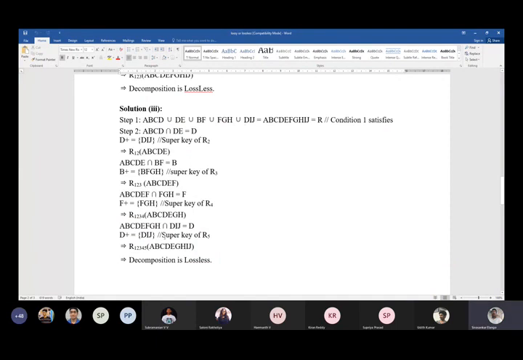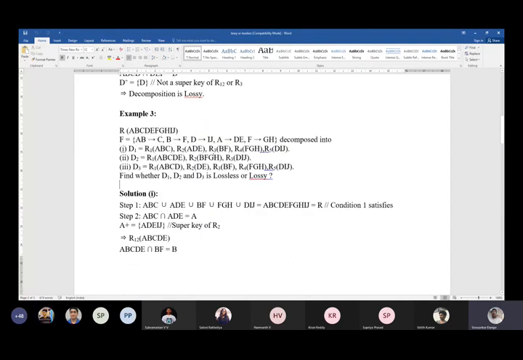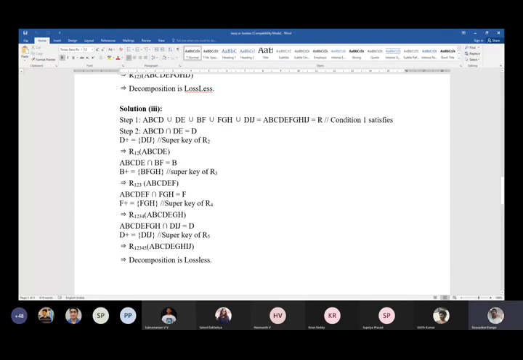R14 is going to be A, B, C, D, E, F, GH, intersection Dij. R14 intersection R5 is going to be D. D closure is going to be D, and D determines Ij. So it determines the relation R5. So we say that the decomposition is a lossless decomposition, right?